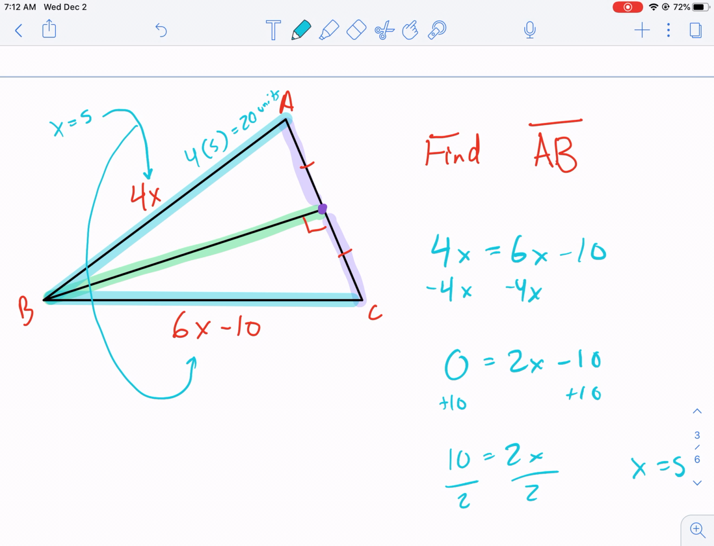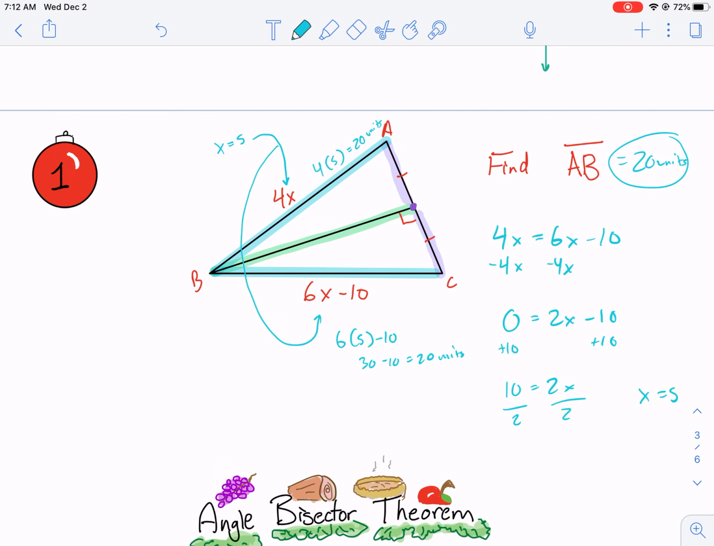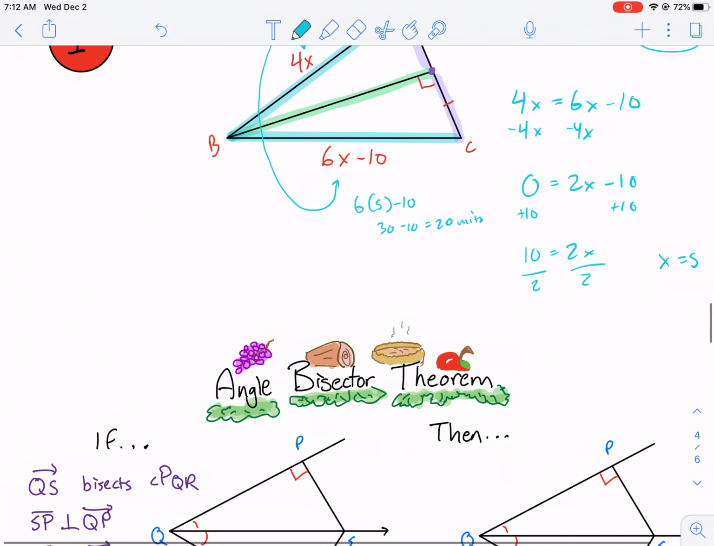You should, if you did this correctly. So 6 times 5 minus 10, 30 minus 10. My goodness, we get the same thing. So 20 units is AB. And we're done. That's all there is to it for the first ornament.